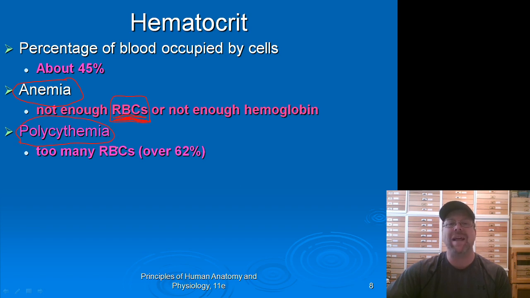Polycythemia is having too many red blood cells. And remember, typically we should have around 55% of our blood containing cells. All right. So we should have 55%. So if we get below 55%, we are anemic. If we get above 55%, it says over 62%, then we have polycythemia.